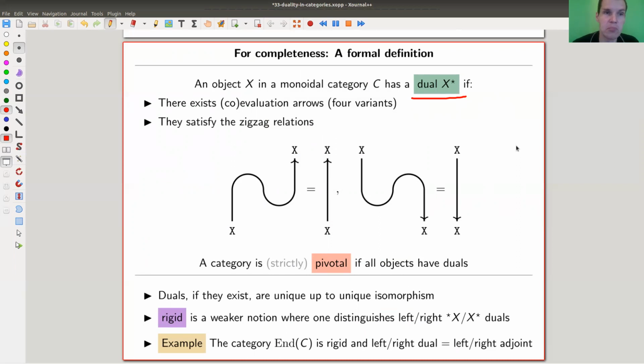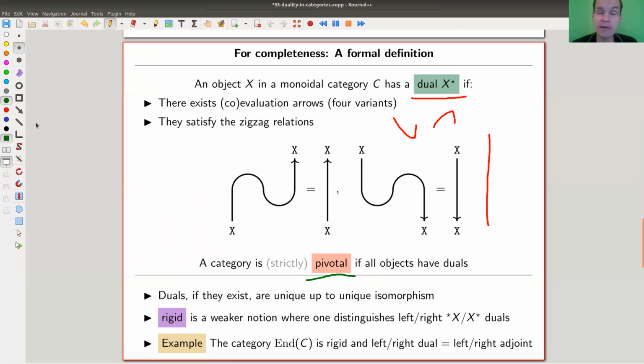If you have those cups and cap maps in the corresponding four orientations, satisfying the zigzag relation in all possible orientations you have around, this is what people call a pivotal category. So this is an extra structure on your category, the structure of having duals in appropriate sense. Right? And duals are actually pretty nice. Duals are like universal objects in your category.